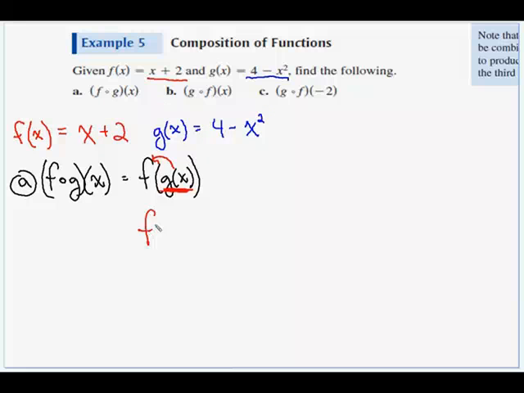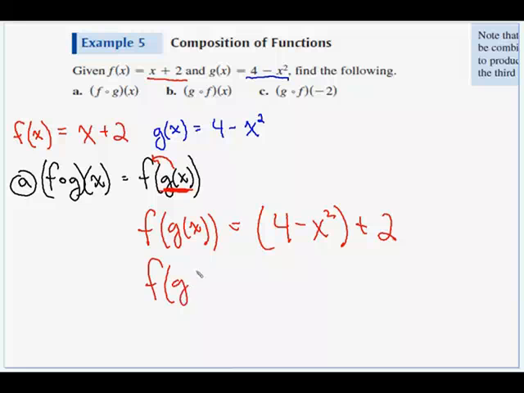So the f function, f of g of x, the f function was x plus 2. But I'm going to take out that x and replace it with the whole inner function. My inside function here is g of x. So I'm going to take this g of x function and plug it in the place of the x in the f function. So this becomes 4 minus x squared plus 2.